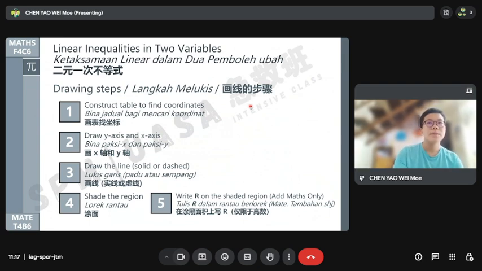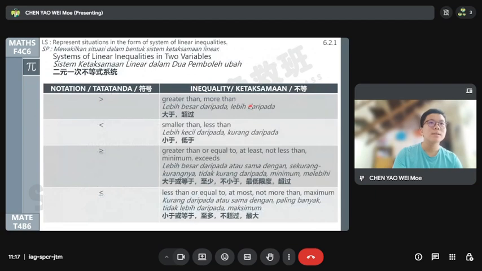Next, you already know about the inequality sign. In our exam, it's not easy like that. You are given a very long essay question, and you need to identify the keywords inside and give the inequalities in the question. When you see the keywords greater than, more than, this is the sign. If it's smaller than or less than, use this sign. Greater than or equal to, at least, not less than, minimum, exceed, you use this sign.